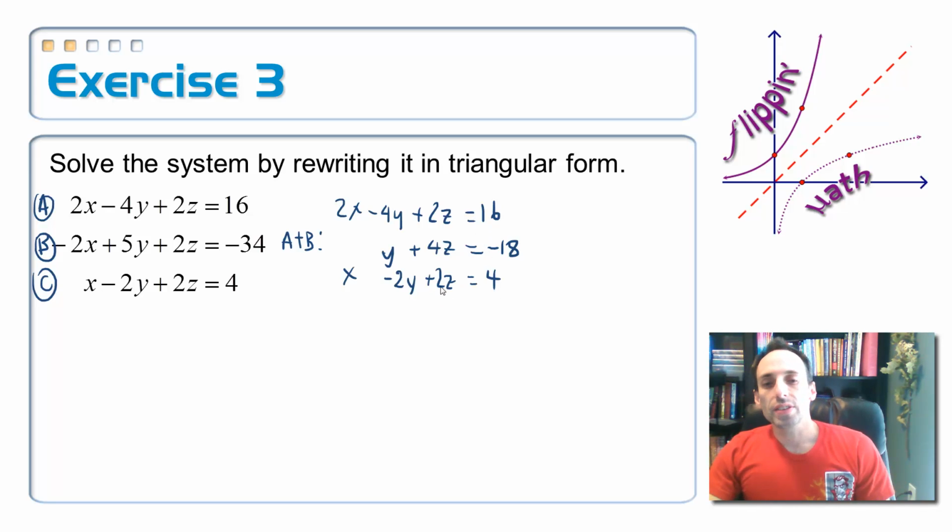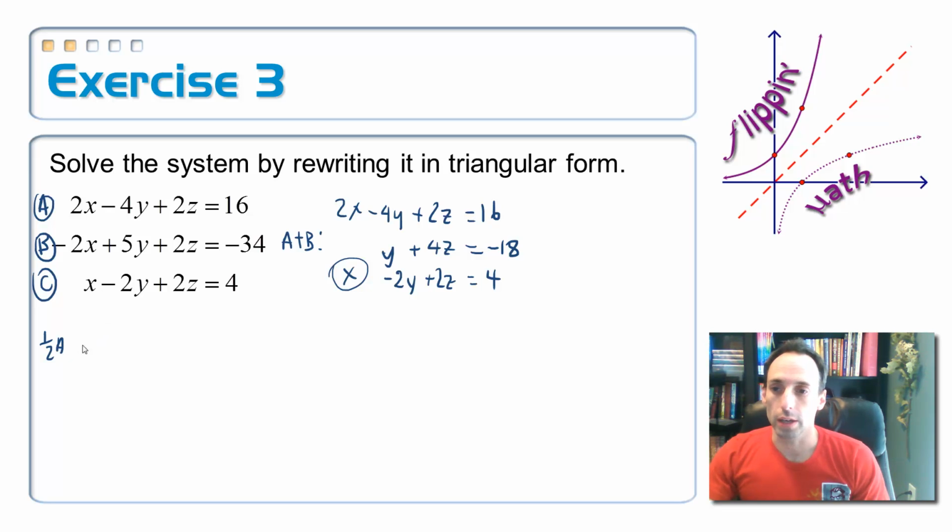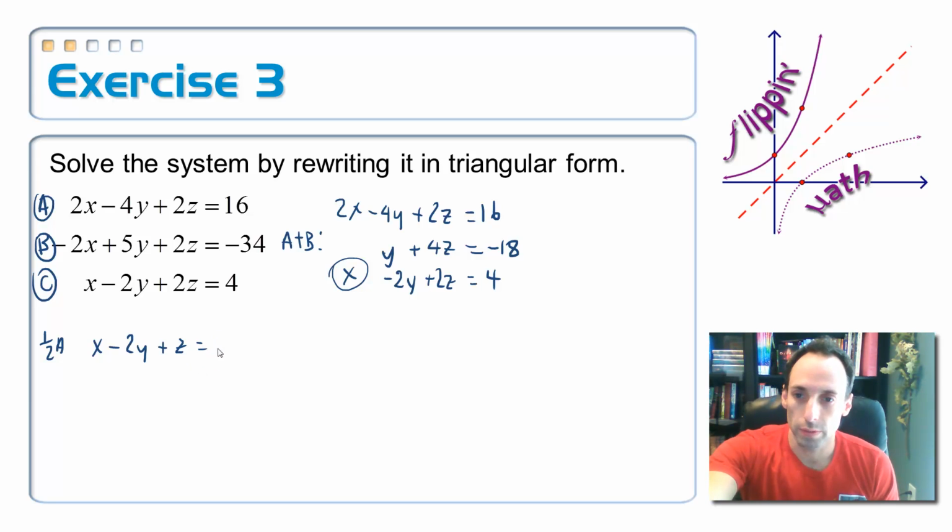Okay, so the next step is I have to get rid of this x right there. Look at the top equation. It's all even numbers, so I could take half of that if I wanted to. So why don't we take half of that, so that the leading coefficient there is going to be 1. So I'm going to take 1/2 of A to replace equation A. So half of that is x minus 2y plus z equals, not 16 anymore, but 8.